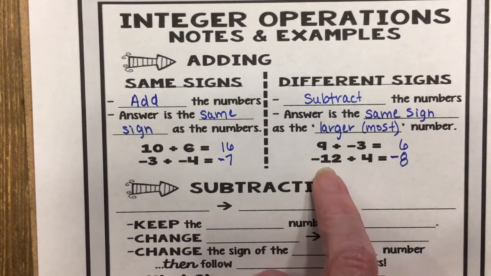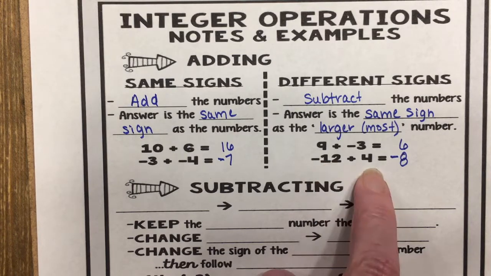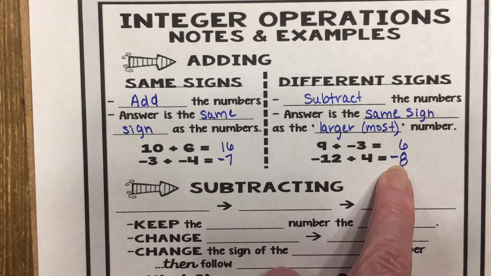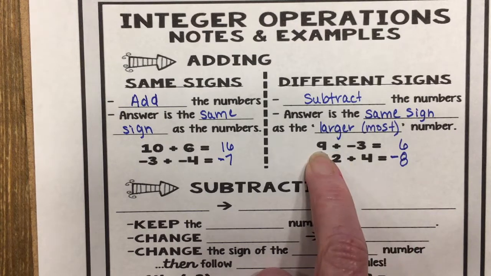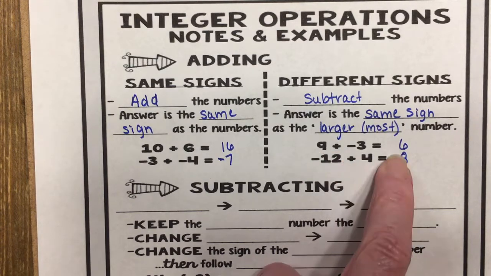It's always good to think about money when you're doing integers. So if you owe someone $12 and you pay them back $4, you still owe them $8, so you're still negative. If you have $9 and you spend 3, then you still have $6. You didn't go in the hole.